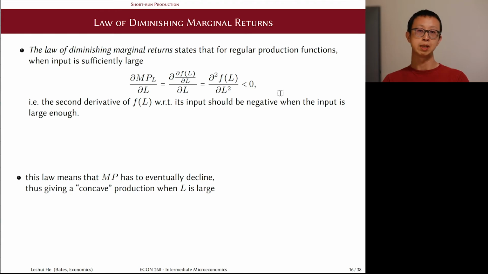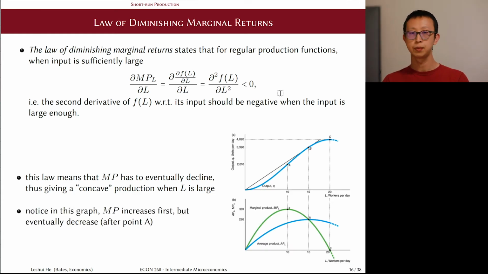Graphically, this property means that the marginal product curve has to eventually decline and bend downwards faster and faster. This means the curve will be concave when the input is sufficiently large. For the total product curve we saw previously, it becomes concave once the level of labor goes beyond the point at point A here. This is also where the marginal product curve starts to decrease.